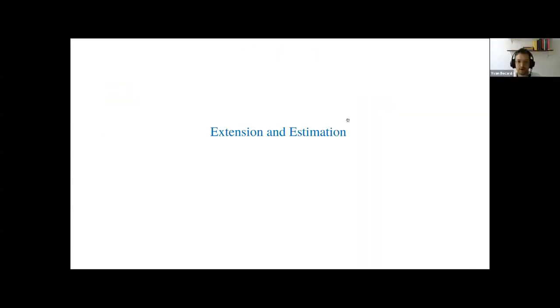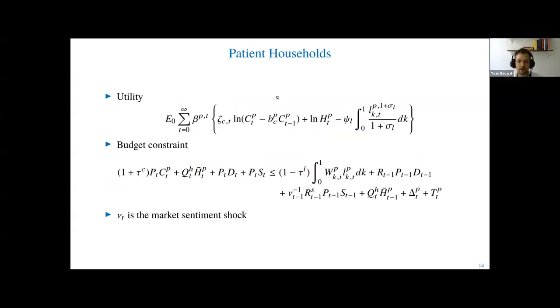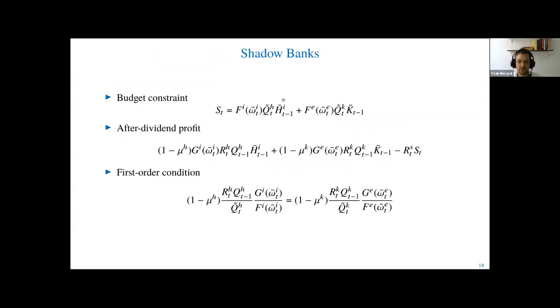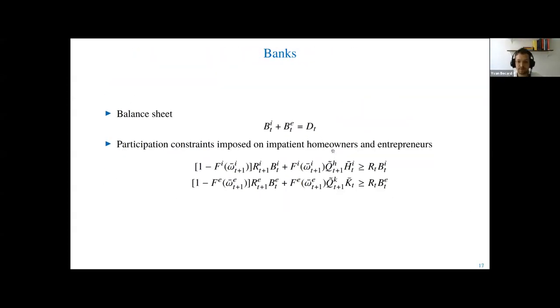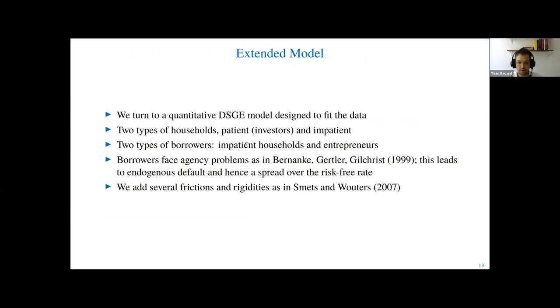Okay, all right. So we estimate the model. I'm going to skip the DSGE part because I want to show you the results. But basically, in the DSGE part, we have two types of households, because we have the saving households, the investors, the patient, and the impatient. And then we have both impatient households and entrepreneurs, the two types of borrowers that can default, and because they can default, there's a risk, there's a spread over the risk-free rate.